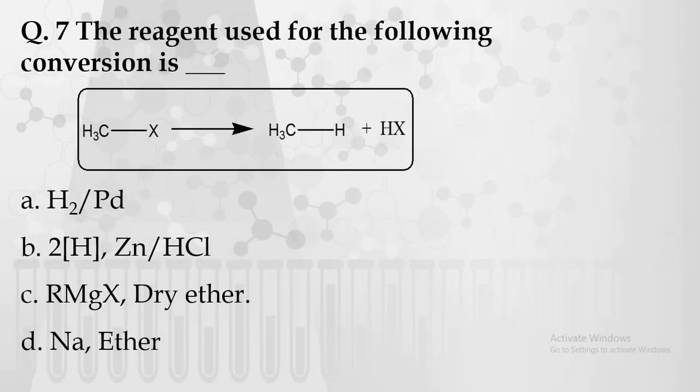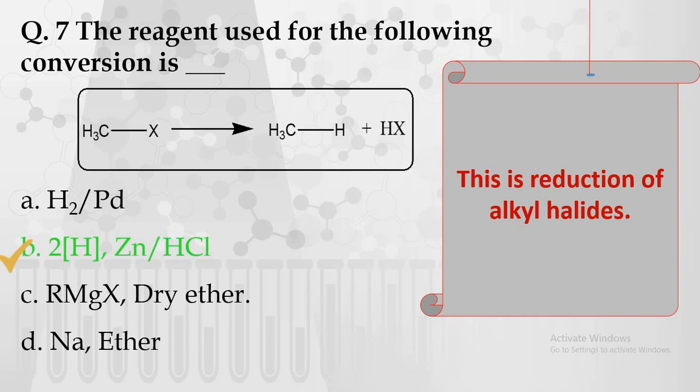Question number 7. The reagent used for the following conversion is, reaction is given here, that is methyl halide gives methane. The options are given: A. H2 and Pd, B. 2H, Zn and HCl, C. RMgX and dry ether, D. Sodium and ether. So the answer is 2H, meaning nascent hydrogen, Zn/HCl. This reaction is nothing but the reduction reaction in which alkyl halides are converted into alkanes.